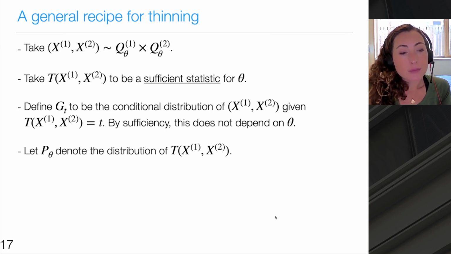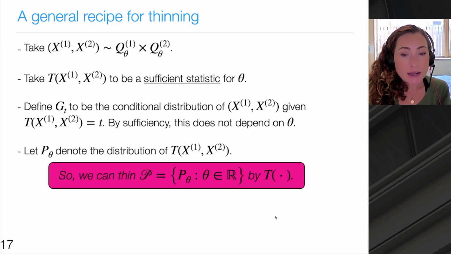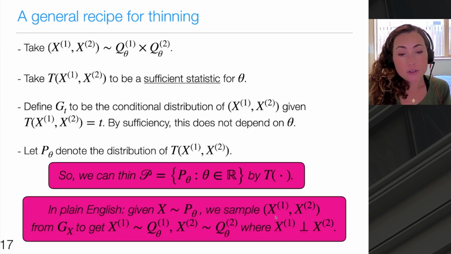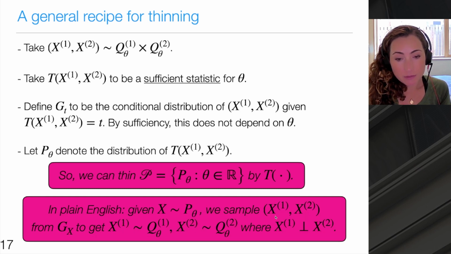And finally, I'm going to let p sub theta denote the distribution of the sufficient statistic. And what this means is that I can thin the distributional family p sub theta, with theta unknown, by the function t. Or stated in more simple English, if you give me x that follows a p sub theta distribution, then I can sample x1 and x2 from g sub x in order to get x1 and x2 that are independent. And by the way, x1 will follow q theta 1 and x2 will follow q theta 2.